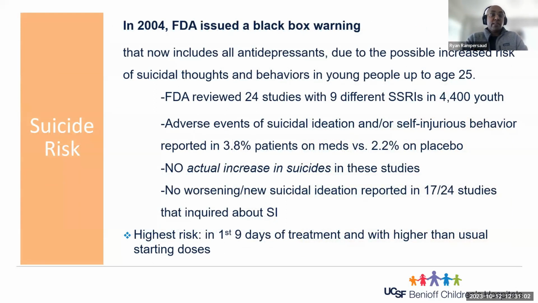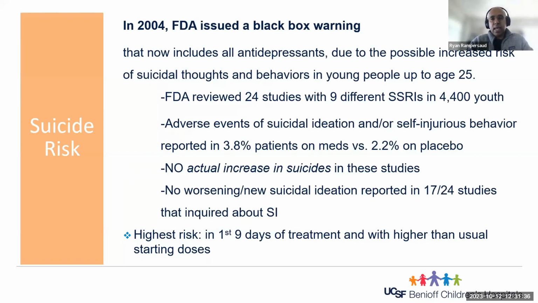So why was safety planning a bullet point at that very beginning when we're talking about it? We talked about education, we talked about consent. Why safety planning? Well, in 2004, the FDA issued a black box warning that said that all antidepressants have an increased risk of suicidal thoughts and behaviors in young people up to age 25. Interestingly, there was actually no increase in suicides in the studies, but there was increase in suicidal ideation.